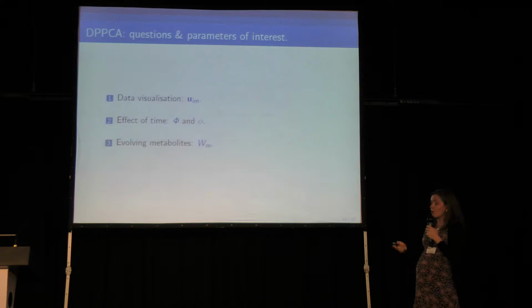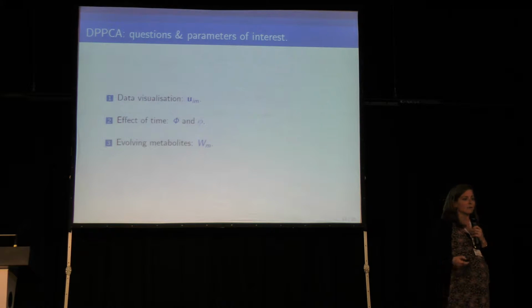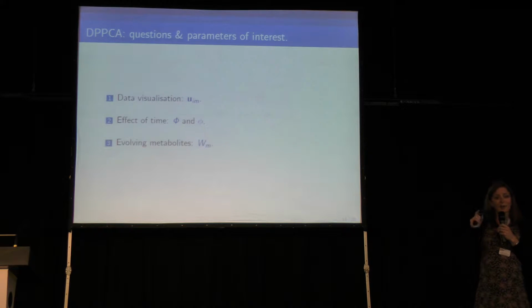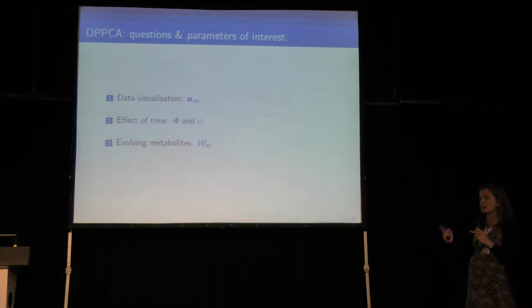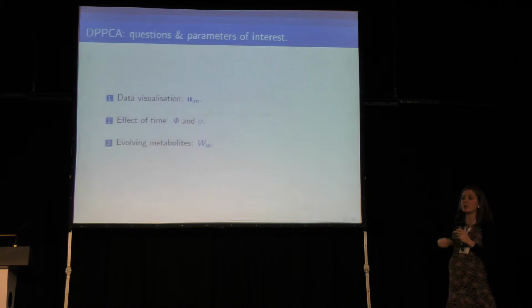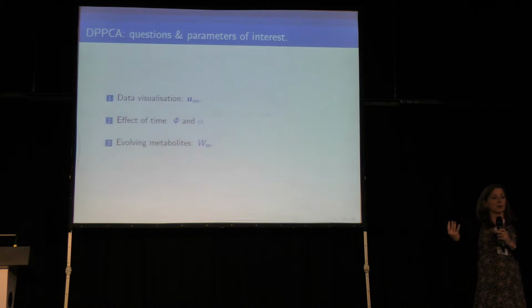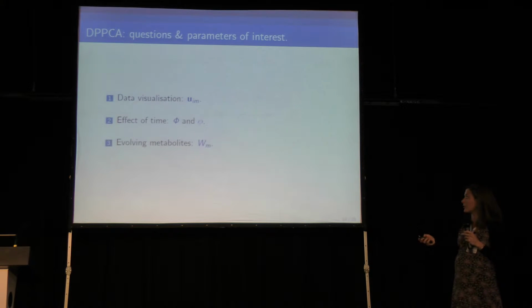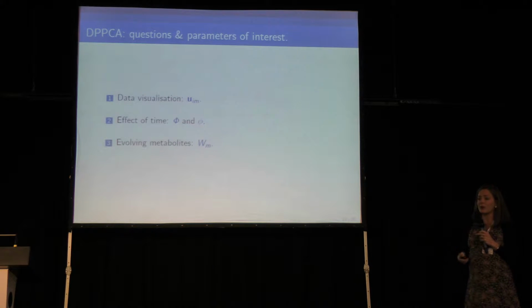Her second question was, what's the effect of time? The parameters that answer that are those phi persistence parameters that talk about the dependency between time m-1 and time m. And our final question was, which metabolites evolve over time and which are different between the control and the treatment group? And that's simply, let's look at each loadings matrix, which I call W, at each time point m. So it ends up we're interested in 4 different parameters.